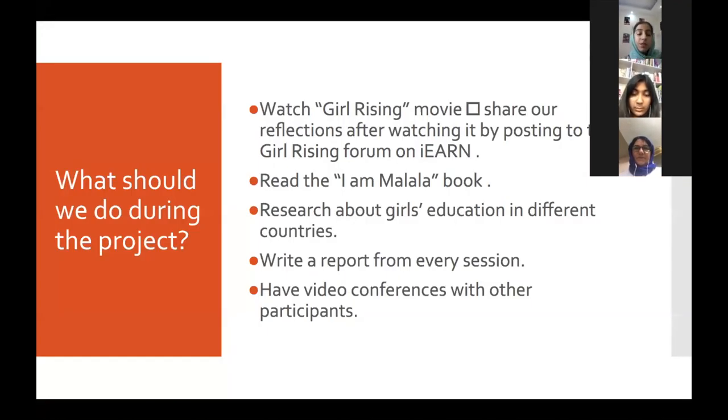And these were some things that we had to do on the project in order to improve our knowledge and other things, such as watching the Girl Rising movie about those nine unforgettable girls that we explained earlier, and reading I Am Malala about a Pakistani girl. And also, we had to write a report every session about the things that we're doing. And we had conferences with other participants as well.